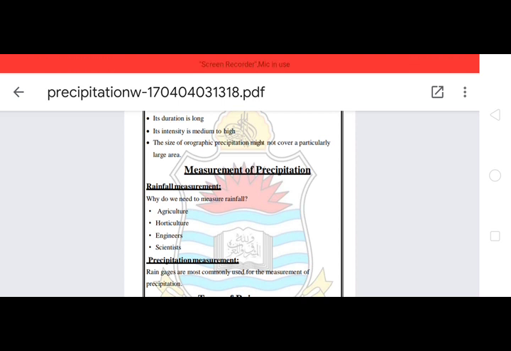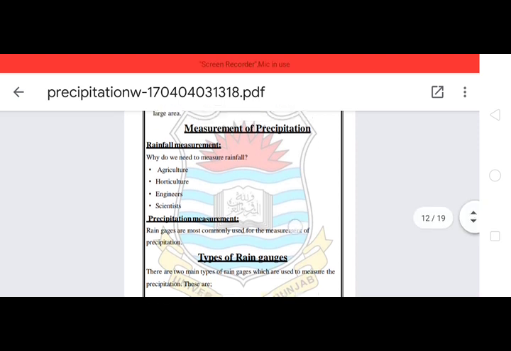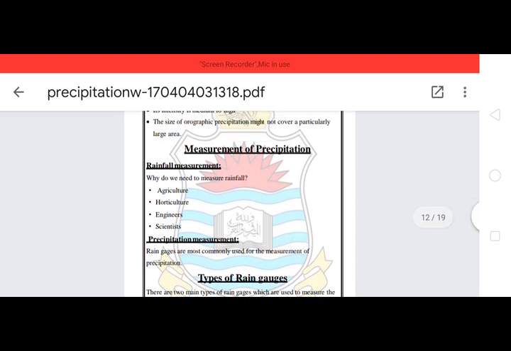So rainfall measurement, why do we need to measure the rainfall? For the purpose of agriculture, horticulture, engineers, scientists, etc. The instrument used for this type of measurement is called a rain gauge. So we will discuss the rain gauge in the next class.